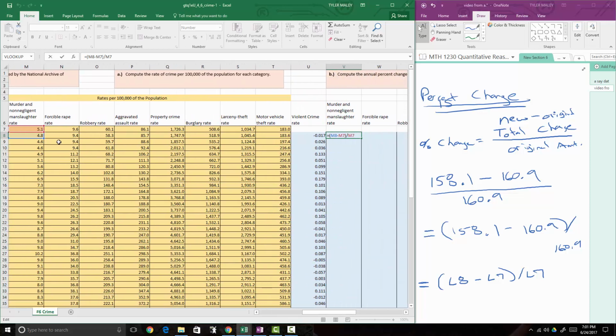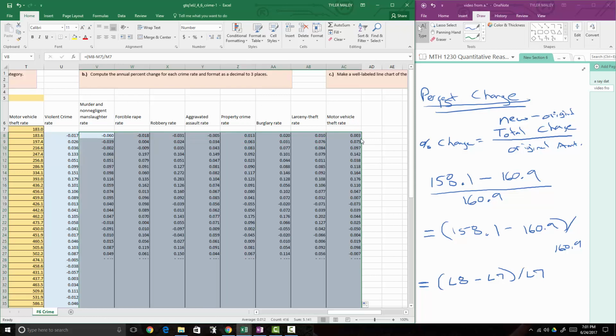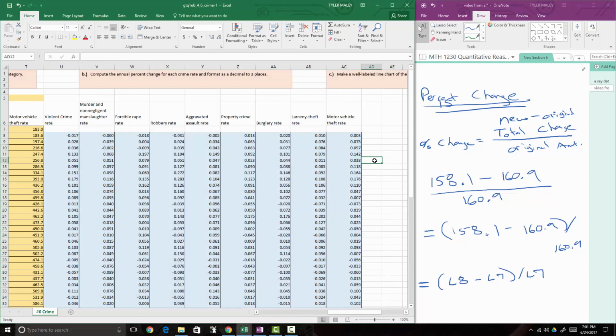Right, so to calculate this, we'd want to take the new murder rate and subtract the old murder rate, right? So M8 minus M7, good. And then divide by the original, which was M7. So that works also, right? So I don't have to worry about locking in any cells. So I can just pull this to the right, and then I'll just double click there to bring it all the way down, right? So those are all calculated, right?